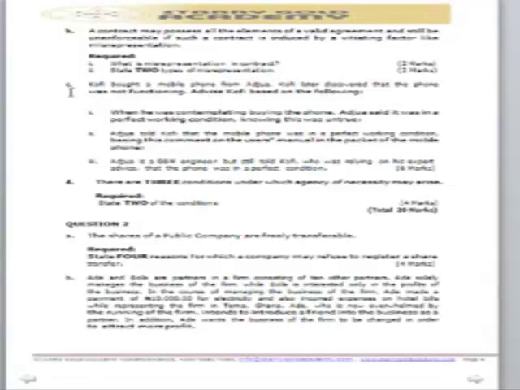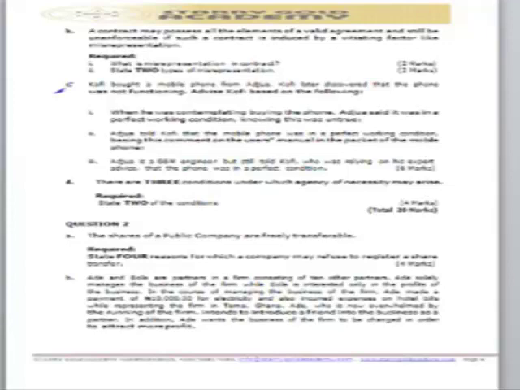Now let's look at this. This has to do with where you are asked to state the position of the law. So we are talking about the C aspect of it. It said Kofi bought a mobile phone from Ajua. So when you read this type of question, the C aspect is talking about the position of an offense in this place.